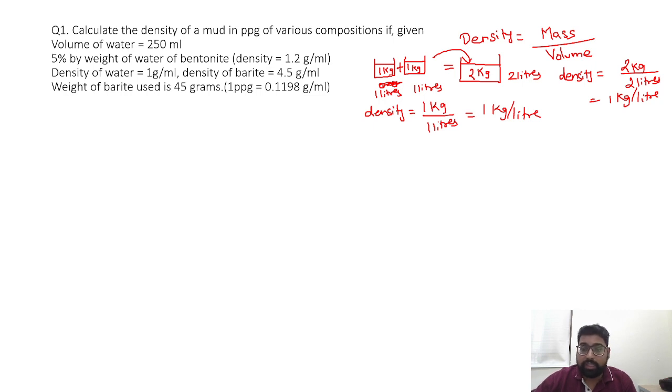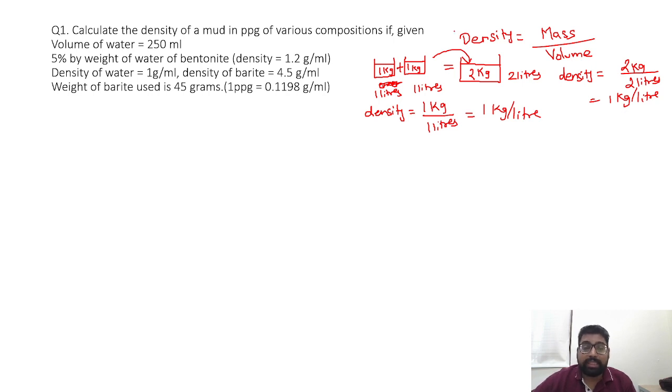So this is one thing we need to consider: you cannot directly add densities. This bucket has 1 kg per liter density, and this bucket again has 1 kg per liter density. So if you add them, you are not going to get 2 kg per liter density.